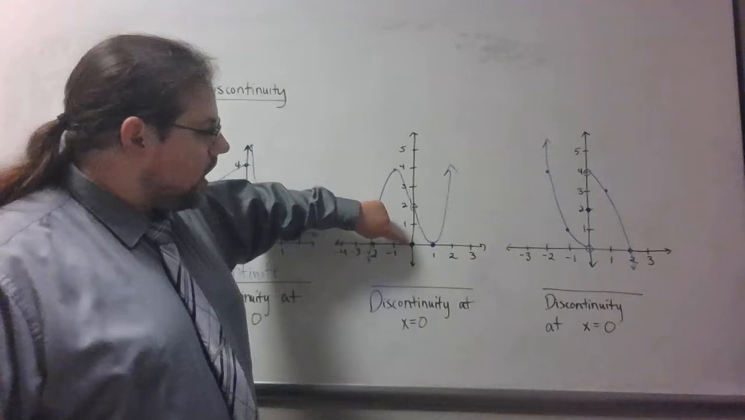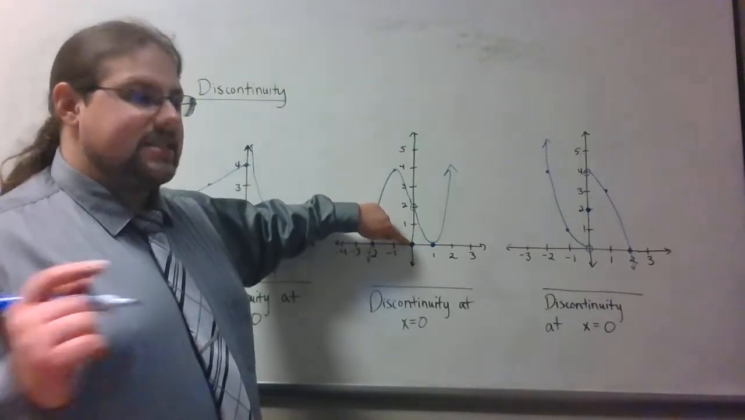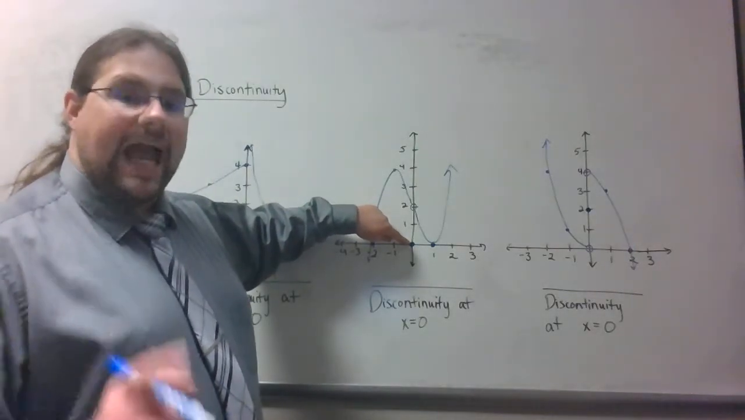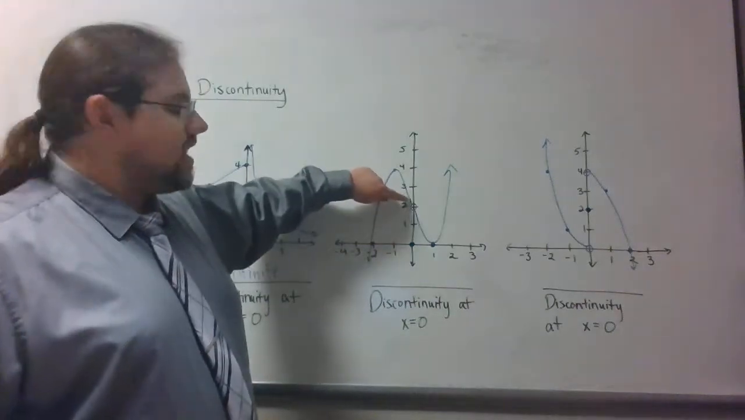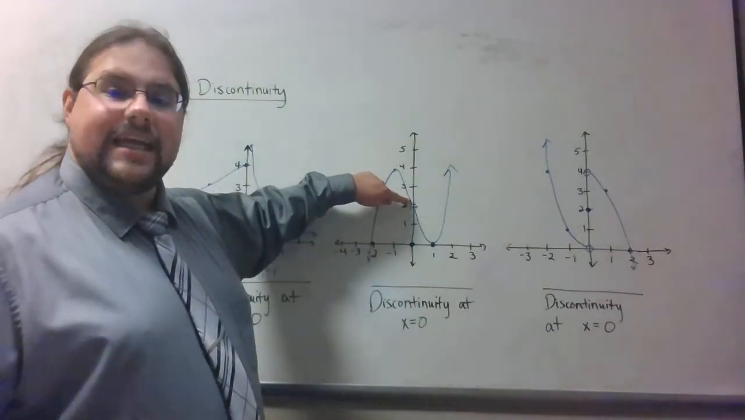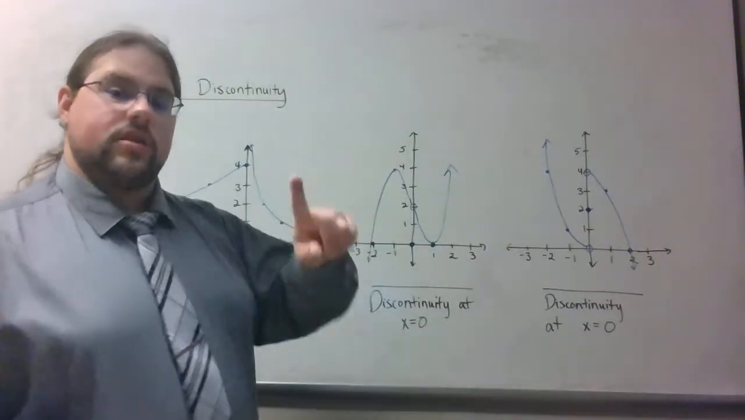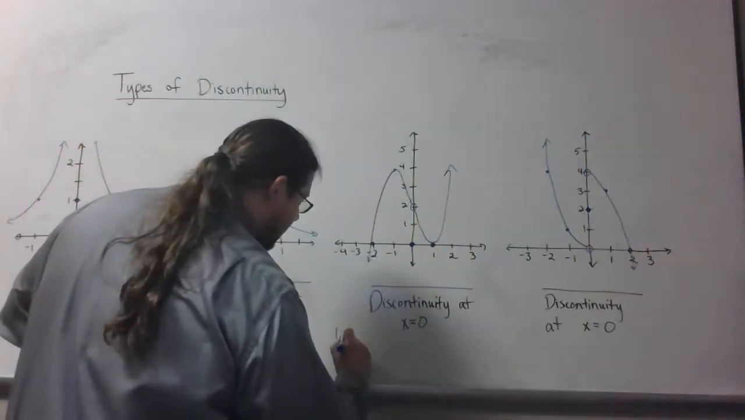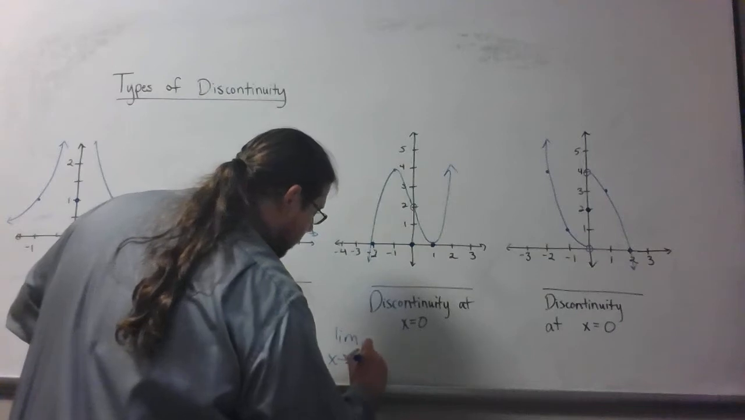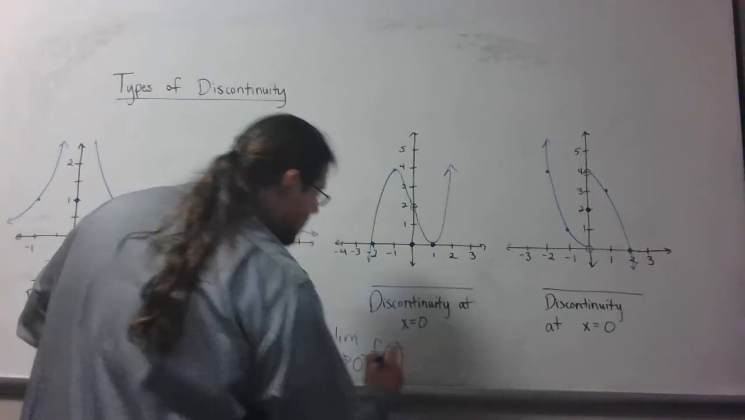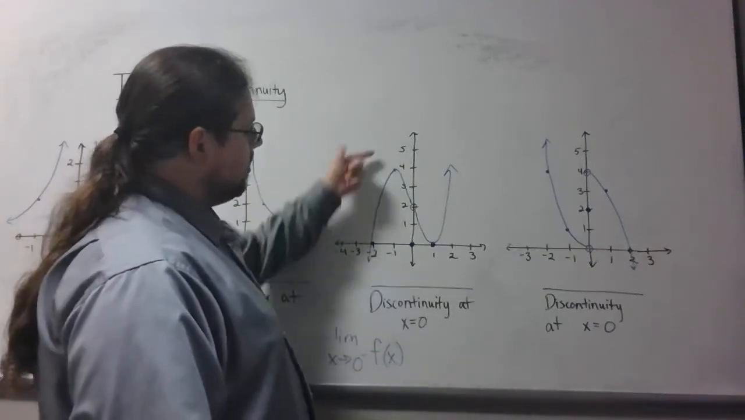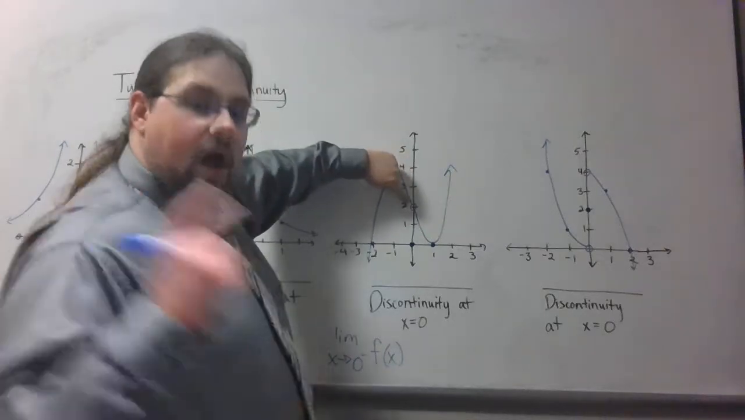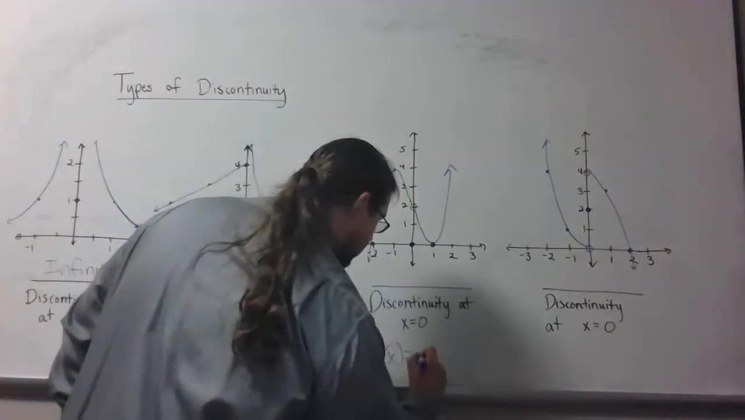Notice I have a closed dot here at 0, 0. So I know what the value at 0 is. And I know that there's an open dot here at 2. So let's look at this. Again, approach it from the left and from the right. The limit as x approaches 0 from the left. Well, if I follow it from the left, it's going to go up and then curve back down and go toward the open dot at 2.